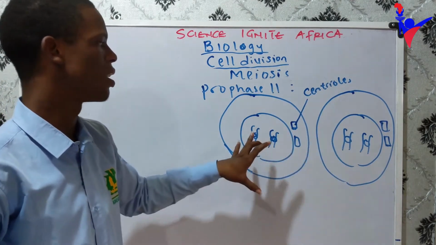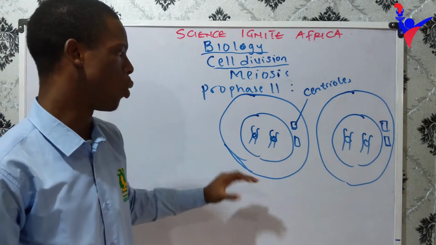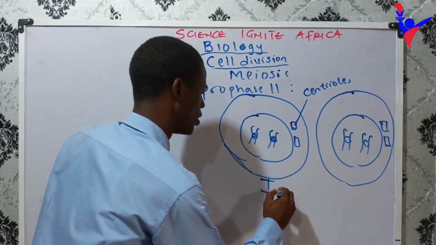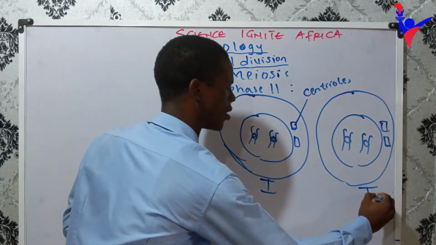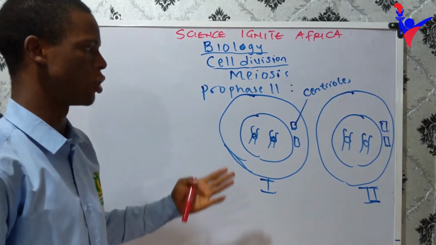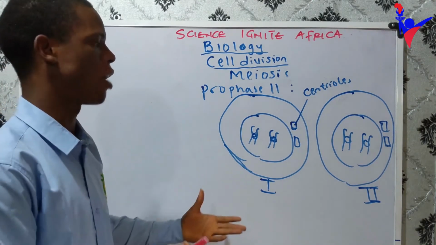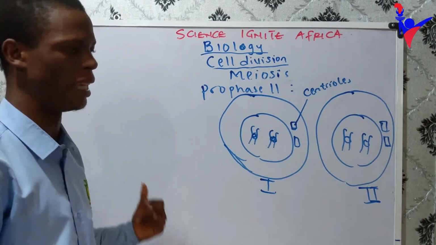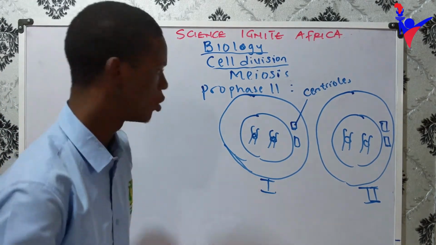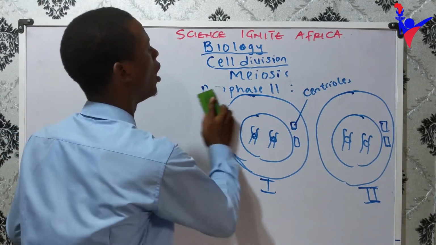So each cell now undergoes what we know as division. So we have a division on the first cell. Let me just say this is the first daughter cell, and this is the second daughter cell. So each daughter cell now undergoes division. So at the prophase stage, what happened is just similar to what happened at the mitotic prophase. So let's move on to our next stage from prophase.